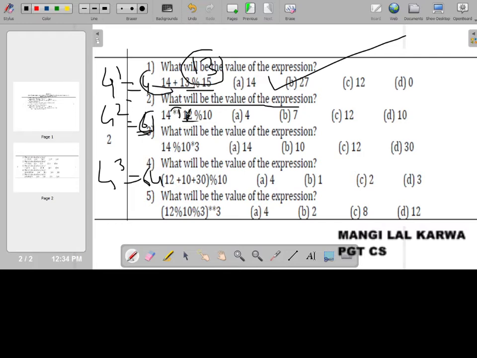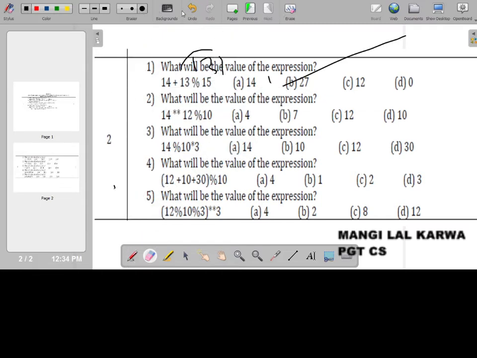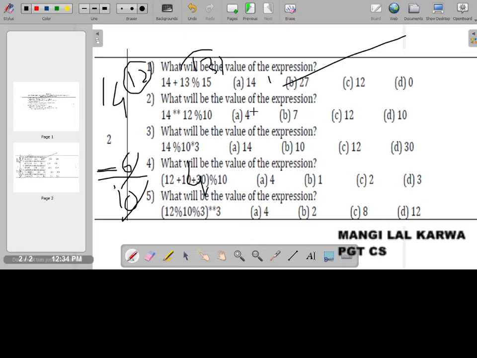When will it have 6? When the power is an even number. So here the power is an even number. So 14 to the power 12, this is an even number, so it will always have 6 as last digit, and before that some digits will be there. When I divide this number by 10, I will get the answer as 4. So correct answer will be 4.